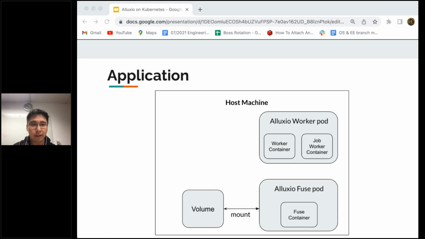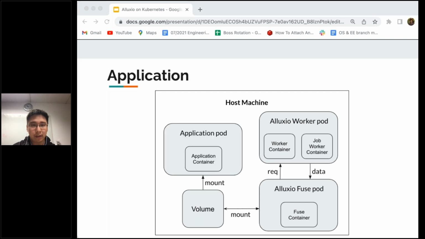Now let's see how data flows from Alluxio to application. First, on the host machine, we'll have worker pod and the Fuse pod. The Fuse pod will have a bidirectional mount to a volume, which means that the volume and the corresponding directory inside the Alluxio Fuse container are basically the same thing. So anything that happens on one side would happen on the other side.